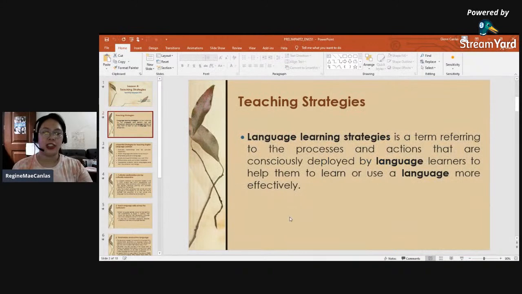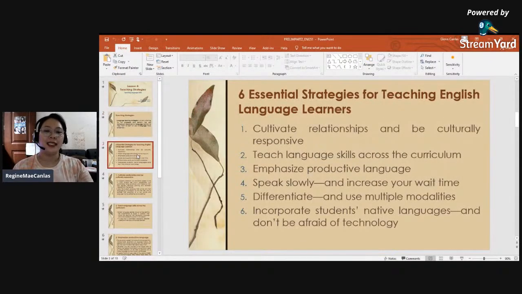So, teaching strategies. Language learning strategies is a term referring to the processes and actions that are consciously deployed by language learners to help them to learn or use a language more effectively. So there are six essential strategies for teaching English language to the learners.